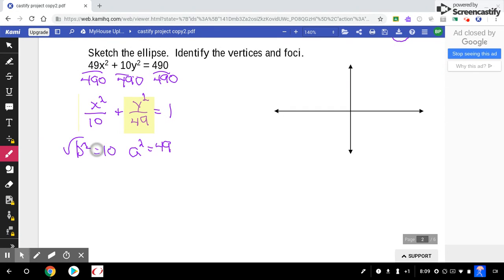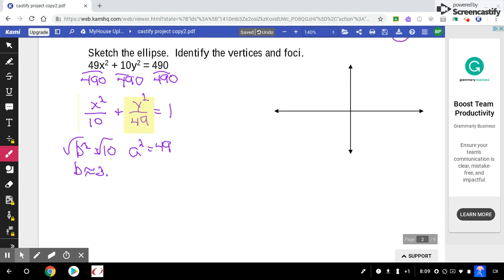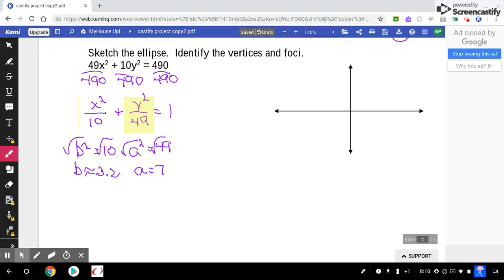Well, I'm going to square root both sides. The square root of 10, of course, doesn't come out even, so it's approximately 3.2. Kind of important as far as graphing goes. See why here in a minute. If I do the same thing for the a's, square root both sides, and I know that a is 7. Since there's nothing attached with the x, nothing with the y, no digits up top, then the center of the ellipse is understood to be at 0, 0.